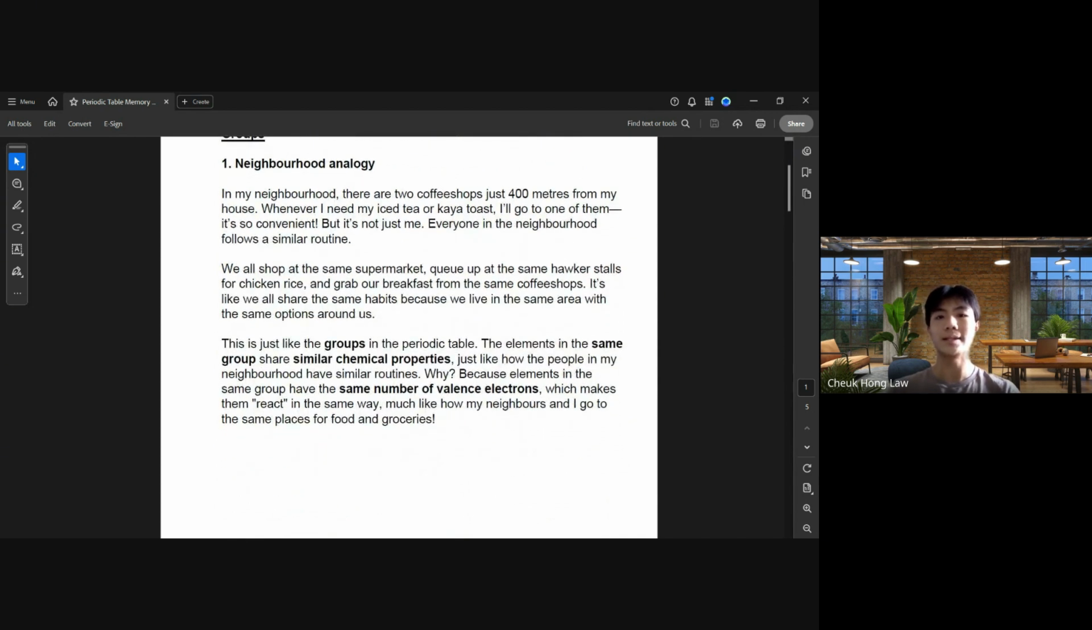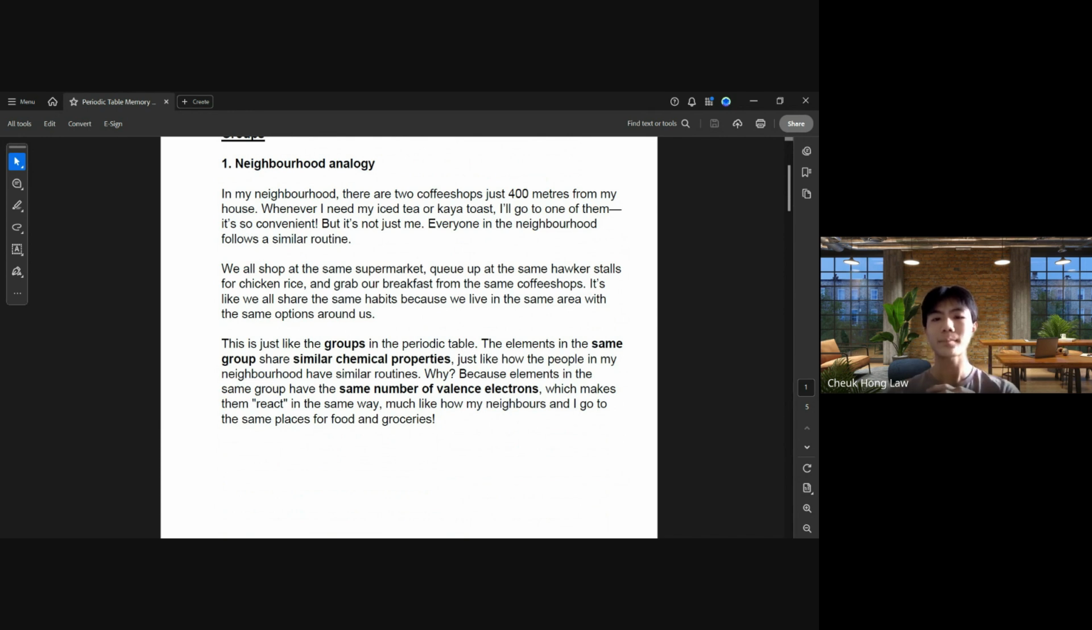We all shop at the same supermarket, we queue up at the same hawker stores for chicken rice, and we also grab breakfast from the same coffee shops. So it's like we all share the same habits because we live in the same area and we have all the same options around us. This is just like the groups in the periodic table. Why? Because the elements in the same group share similar chemical properties, just like how the people in my neighborhood have similar routines.